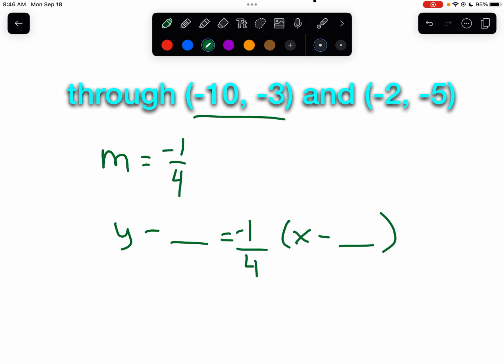If you're wondering which of these ordered pairs to use, that's a good thing to wonder, and it turns out that we can use either one. But what we can't do is mix and match. We can't use this coordinate and this coordinate.